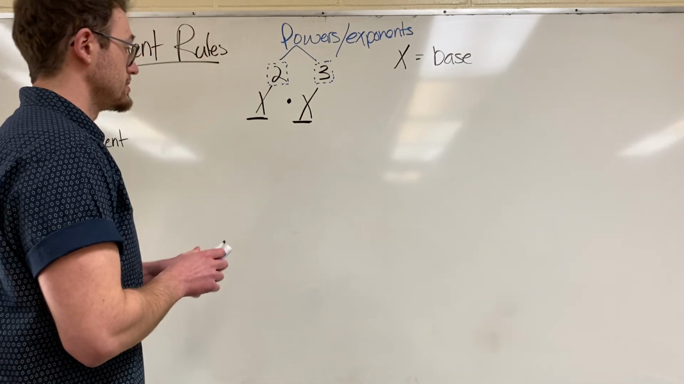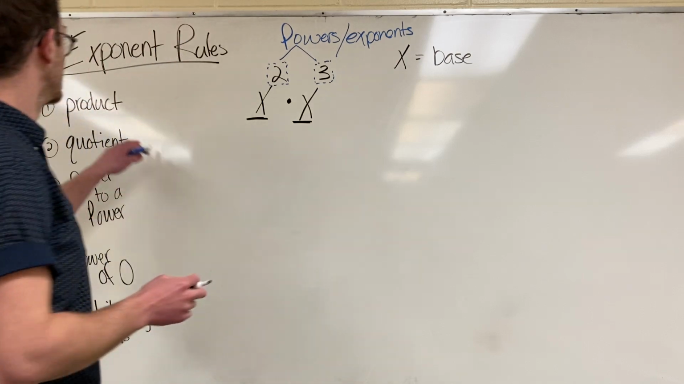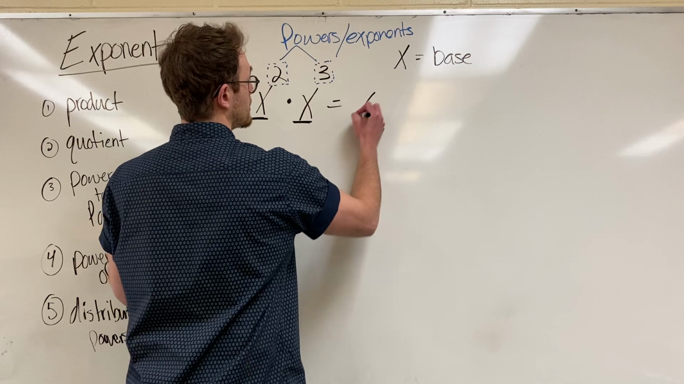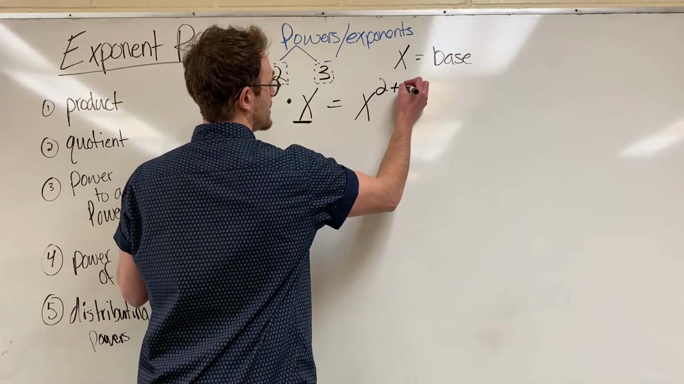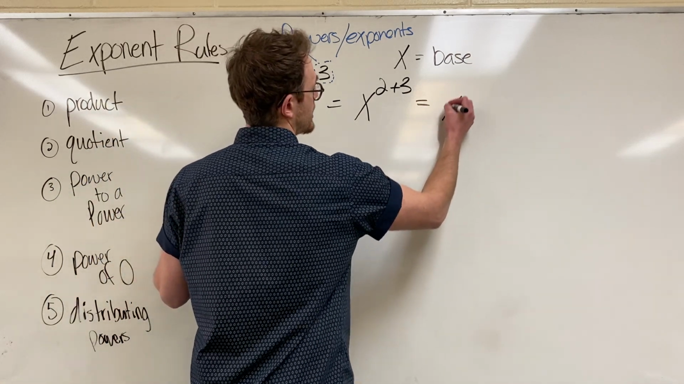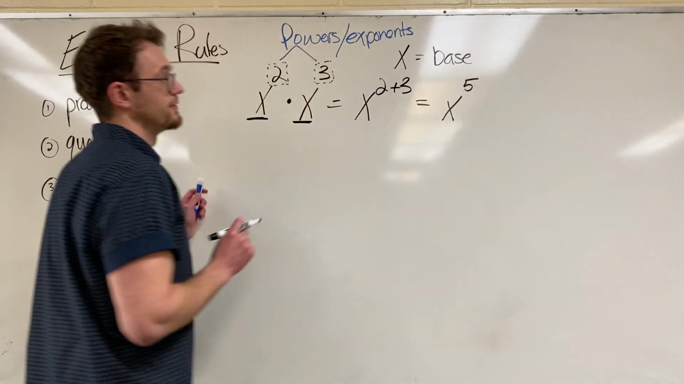If they have the same base, then the product rule, the first rule we're going to talk about, is you can add the exponents together, and you'll get x to the 5th.